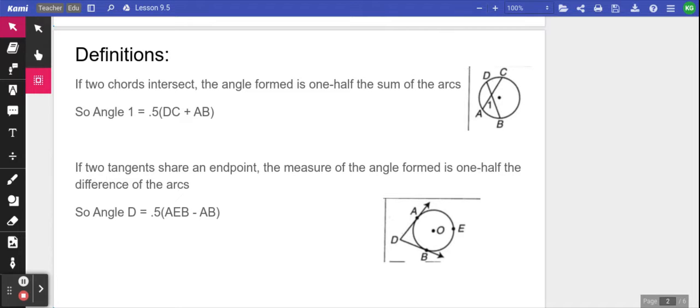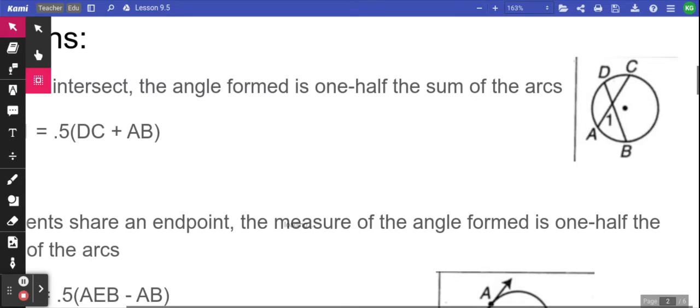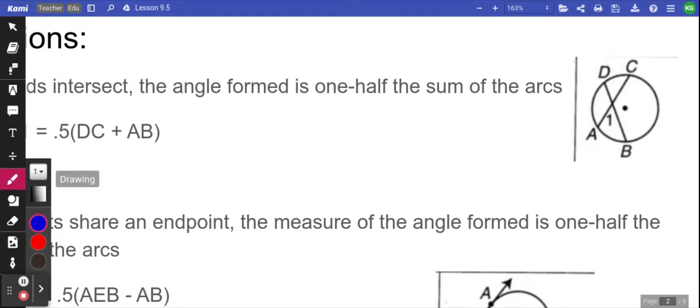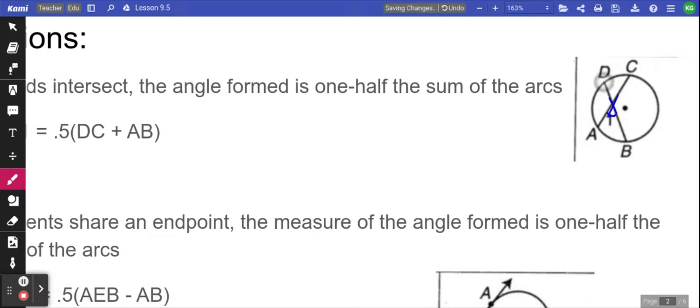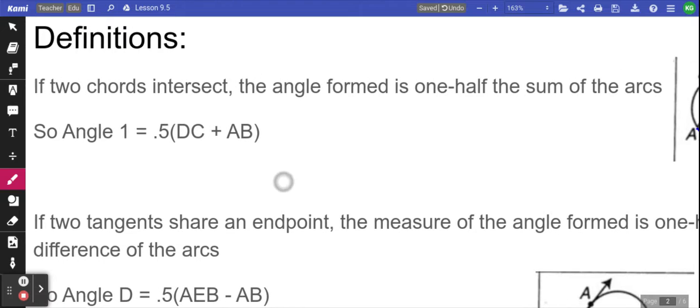So the definition I have here is if two chords intersect, the angle formed is 1/2 the sum of the arcs. So I have two chords here, and I have this angle here, and it's created from where the two arcs intersect. And so I would take the measure of DC plus the measure of AB, and then half.